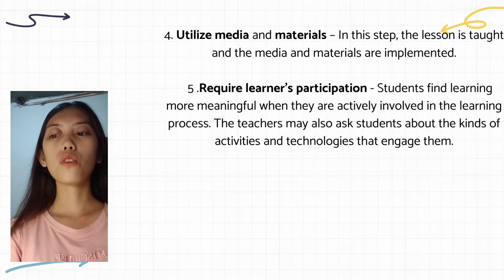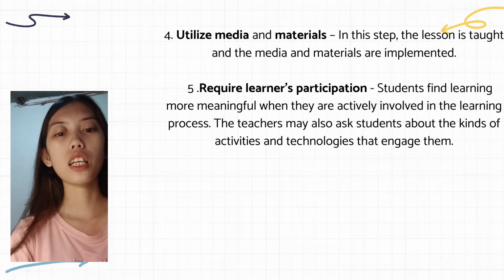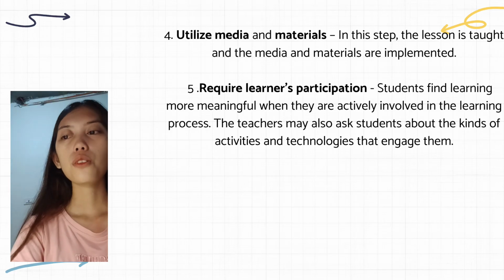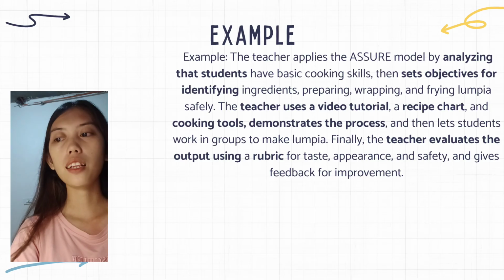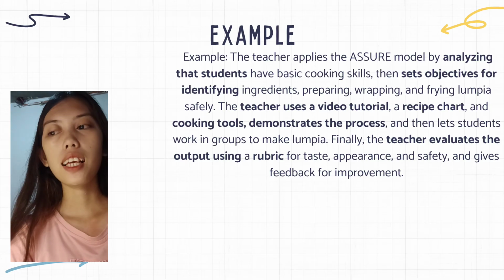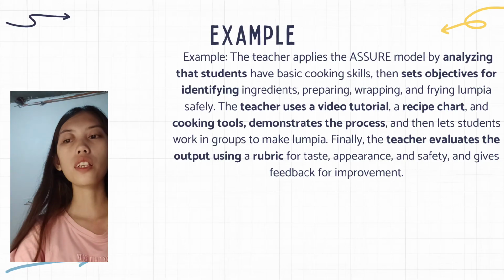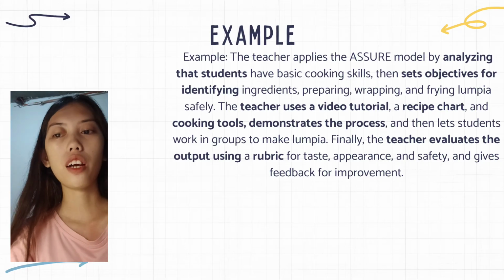Then they also ask questions so that they can understand. So the example is the teacher applies the Assure model by analyzing that students have basic cooking skills, then sets objectives for identifying ingredients, preparing, wrapping, and frying lumpia safely.